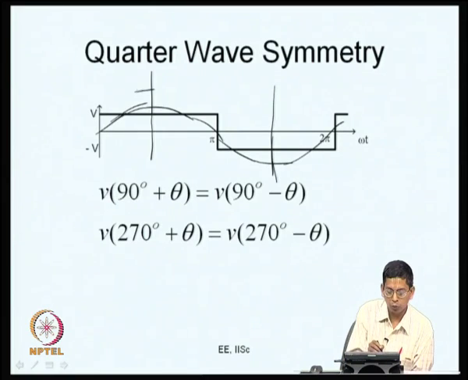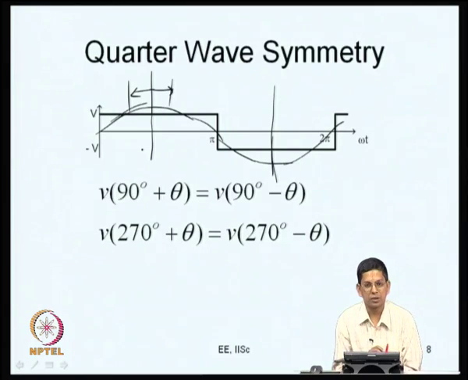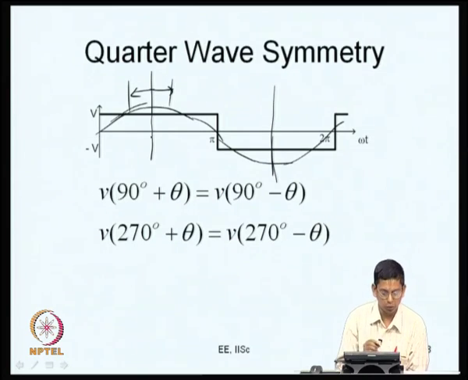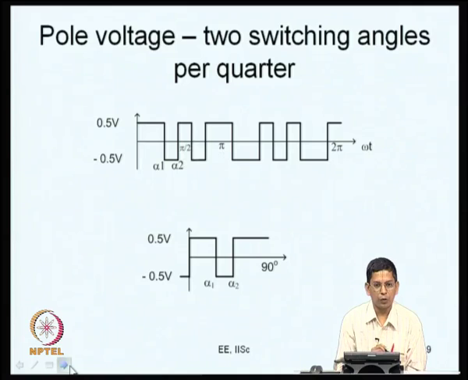So, if you move in this direction and if you move in that direction the same distance, you find that the waveform is identical. This is quarter wave symmetry, it makes your calculations easier. You need to consider only 1/4 of the waveform, maybe starting from 0 to 90 degrees now. So, that is what we are going to do now.